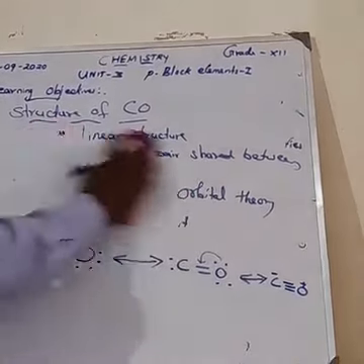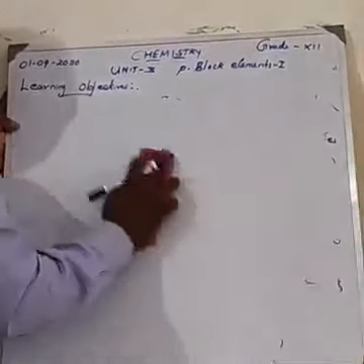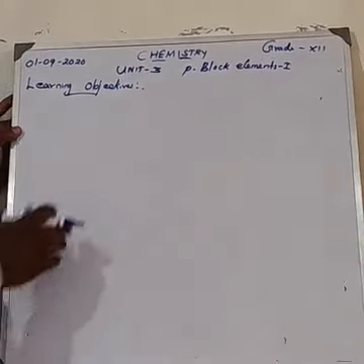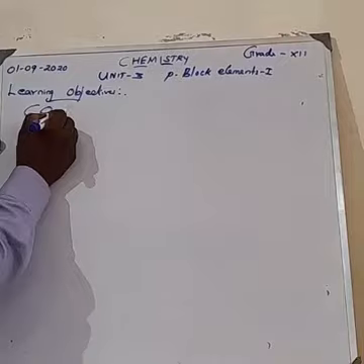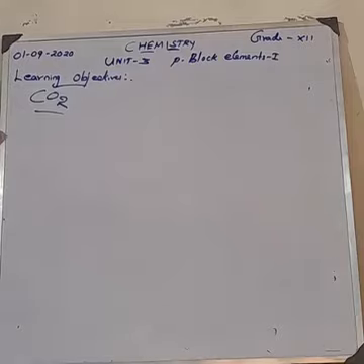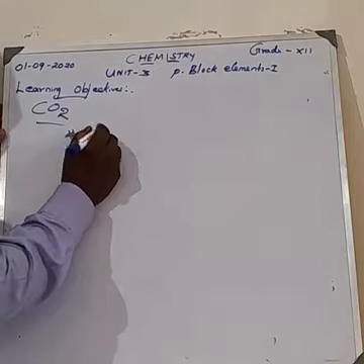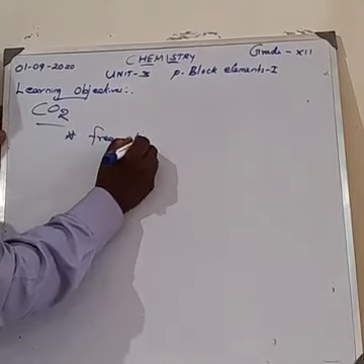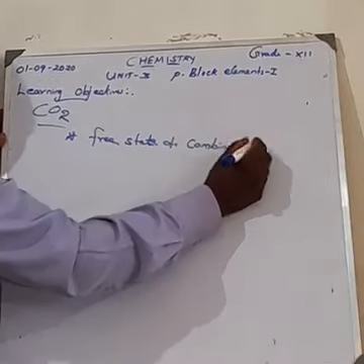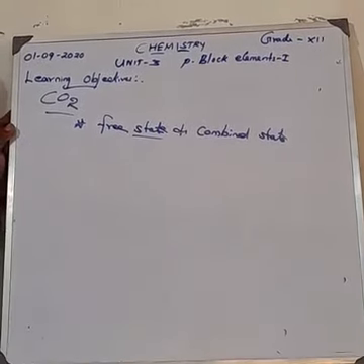Next one, our learning objectives. What is the second learning objective? To learn about the preparation, properties and uses of carbon dioxide. Am I right? Carbon dioxide occurs in nature in free state as well as in combined state.